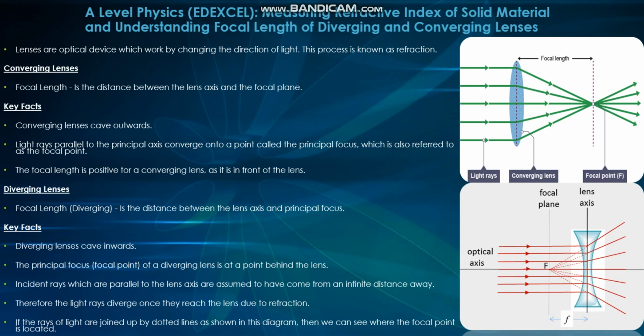Now, for the next image, below the converging lens, which shows a diverging lens, we have parallel incident rays of light going towards the lens axis, and once they hit it, they diverge and go onto different paths. Using dotted lines, if we go back and trace the rays, we can see that they actually converge at a given point, which is referred to as the focal point. And the distance between the focal plane and the lens axis for the diverging lens is referred to as the focal length.